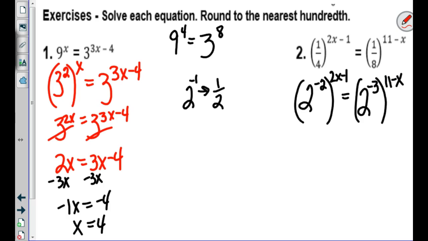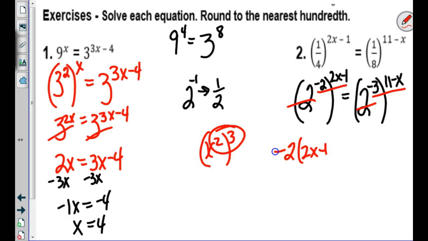Okay, what are we doing with these numbers up here? Right? You told me earlier when you have this, you do what to those two numbers? Multiply. So I'm going to go ahead and get rid of the base and say up here I have a negative 2 times the 2x minus 1. And over here I have a negative 3 times 11 minus x. Solve that quickly.